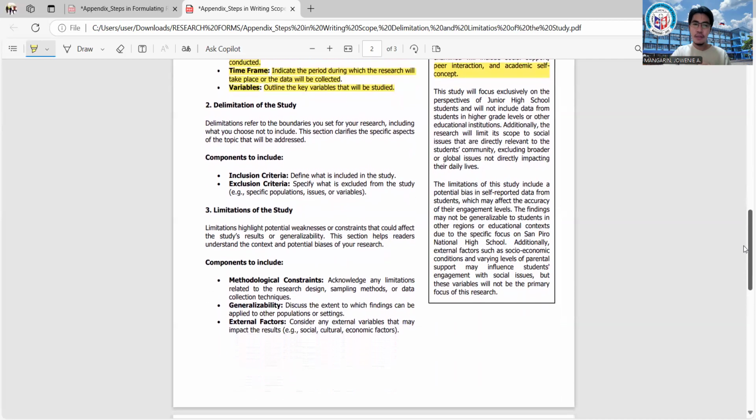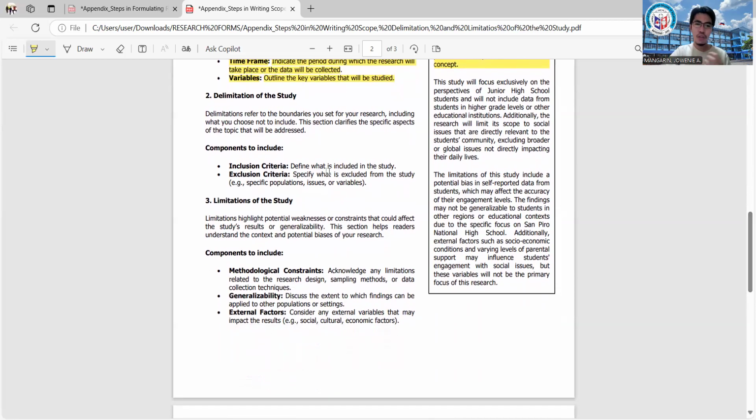Then, ano naman yung delimitation? Pag sinabi naman nating delimitation, ito yung boundaries na isinet natin sa ating research paper. Delimitation talks about the boundaries that we set in the conduct of our research paper. Usually, ito ay may kinalaman doon sa mga topic na hindi natin isinama or hindi included sa paper natin. Okay? Pwede tayong maglagay dito ng inclusion criteria at pwede tayong maglagay dito ng exclusion criteria. Pag sinabi natin inclusion, ano yung mga isinama? Pag sinabi natin exclusion, ano yung mga hindi natin isinama?